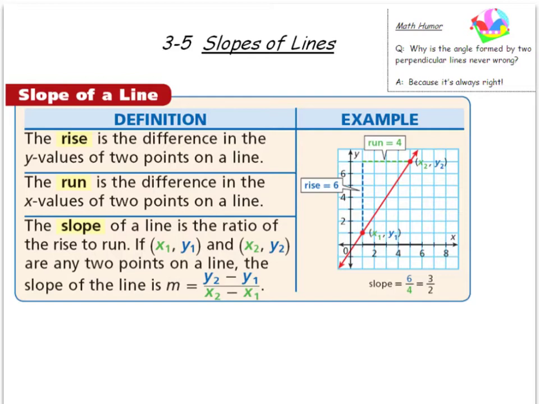So we're taking a look at the slope of the line. You've run through this before in your previous math classes, so it should be a review. So when we talk about a slope, it's got two components. First off, we're going to talk about the rise, and the rise is actually just the difference in the y values. It's how much you travel up.